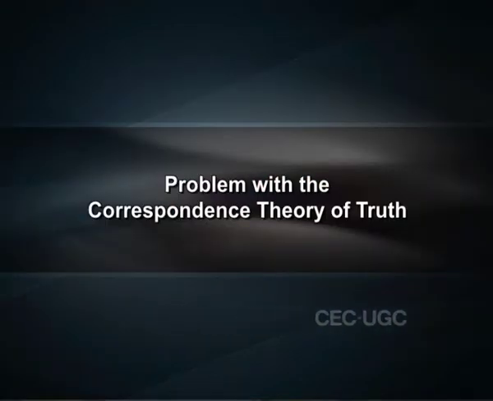Problem with the correspondence theory of truth. There are several problems with this theory of truth. One major problem is that this definition of truth relates two things that are very different in nature. Also, it is not clear how we can find a correspondence between things that belong to different realms.